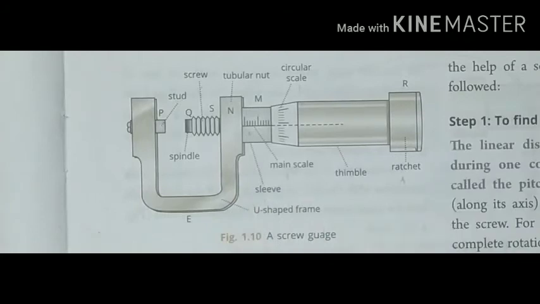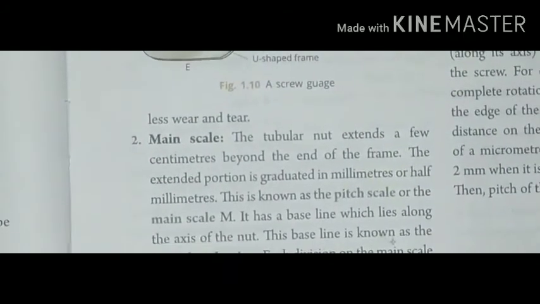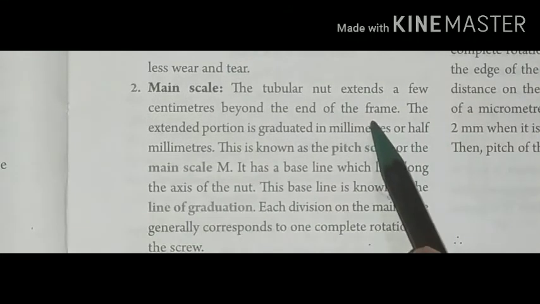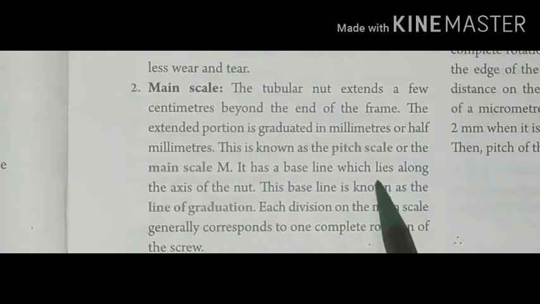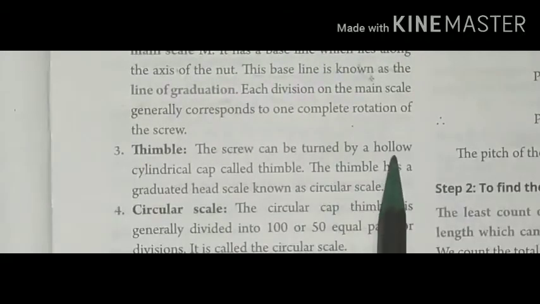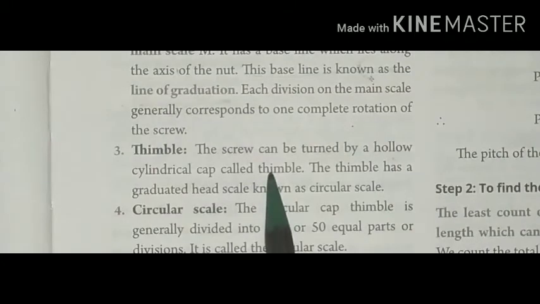Now, parts. Main scale. The tabular nut extends a few centimeters beyond the end of the frame. This is known as the pitch scale or the main scale. Line of graduation: the baseline is known as the line of graduation. Thimble. The screw can be turned by a hollow cylindrical cap which is known as the thimble, and it is also known as the head scale or circular scale.